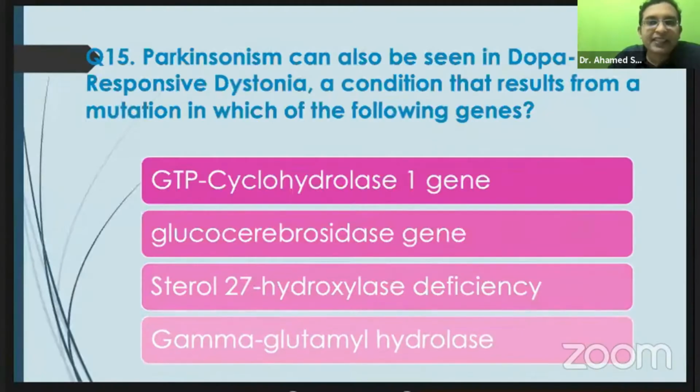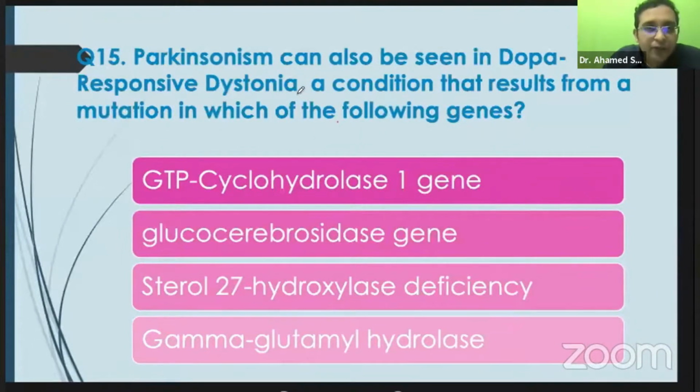In Parkinson's disease, Parkinsonism can also be seen in dopa responsive dystonia, a condition that results from mutation in which of the following genes? Some dystonias are dopa responsive, that is DYT5, otherwise called Segawa syndrome. This is due to GTP cyclohydrolase 1 deficiency.